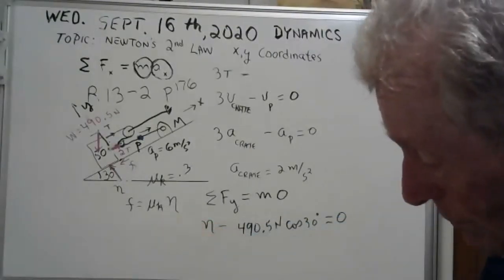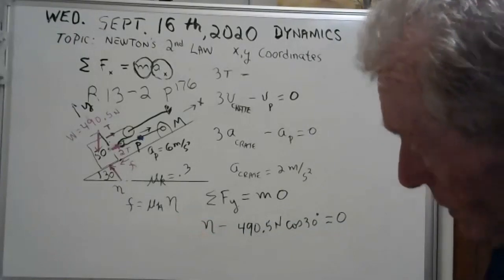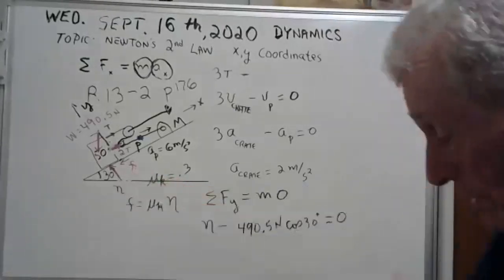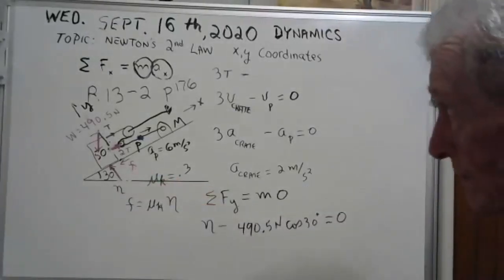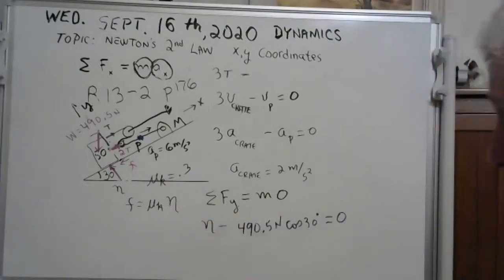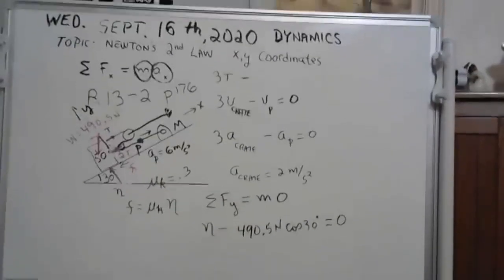Now I'm going to shut up for about a minute and a half, and we need that friction. So go ahead, find that friction for me. First find the normal, then multiply by 0.3. Get the friction, go.